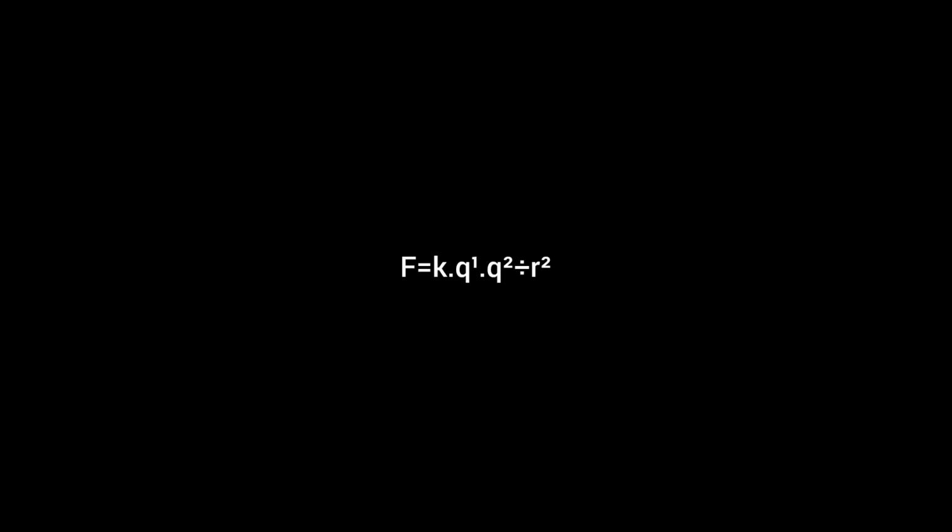4. Electric field and electric potential. Electric field at a point: the force per unit positive test charge placed at that point. E equals F divided by q. Due to a point charge at distance r, E equals 1 divided by 4 pi epsilon 0 times Q divided by r squared.